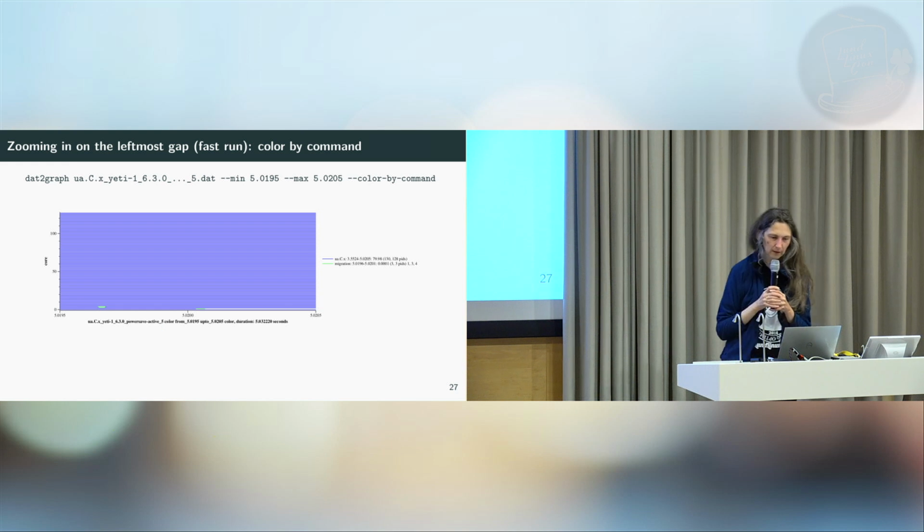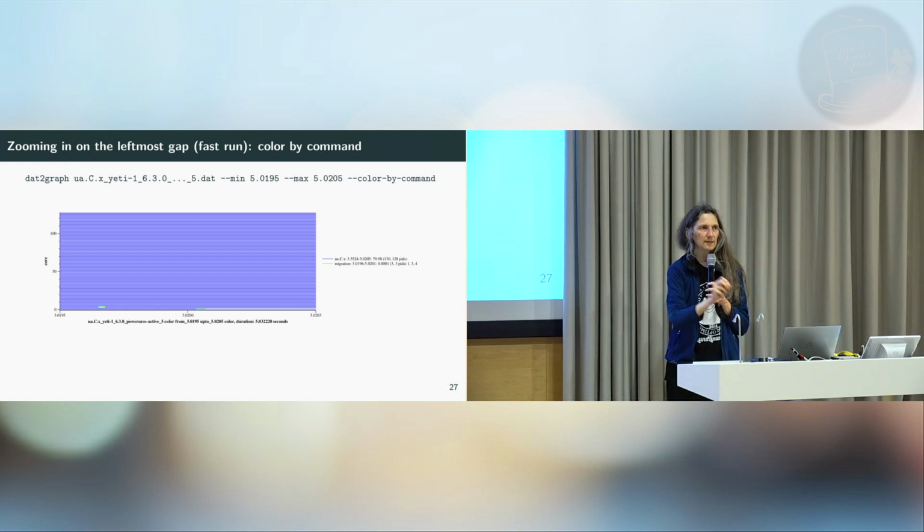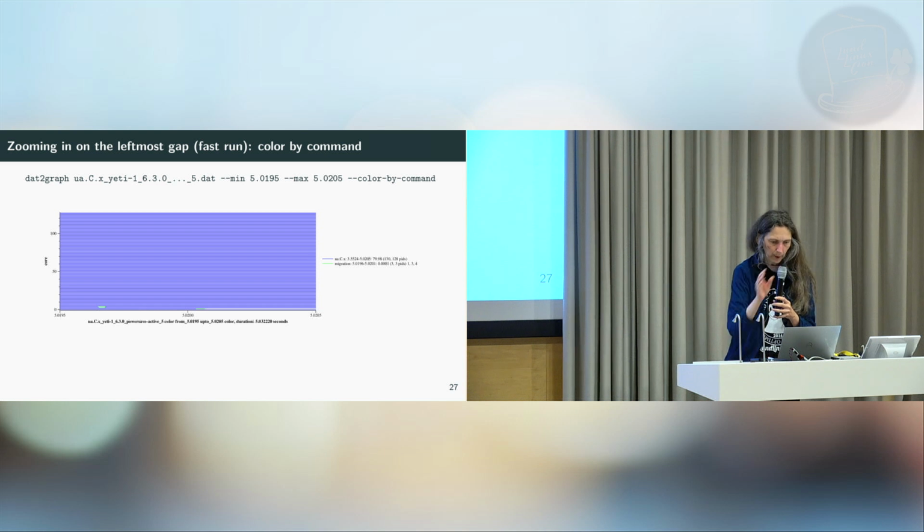So now we can go back to datagraph and try to see what's going on in these regions that have their little bits of overloading. On the one hand, we had our gaps, and on the other hand, we have our overloading. What I'm doing is zooming in on a region where we have a gap, the beginning of a gap. I'm using the fast run just because it has fewer gaps, and so it's easier to study.